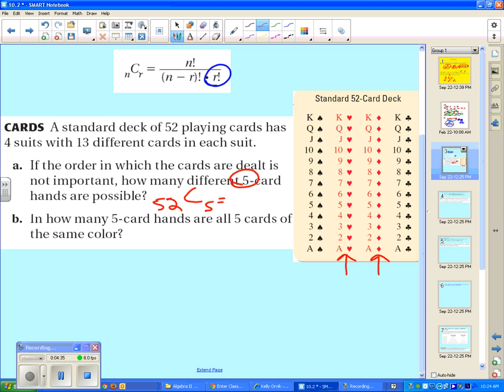So let's say that I wanted a hand of red, hearts or diamonds. Doesn't matter. How many cards do I have to pick from? 26. And how many am I picking? 5. Picking 5. If you plug this into your calculator, it would tell you how many hands you could have with all red cards.